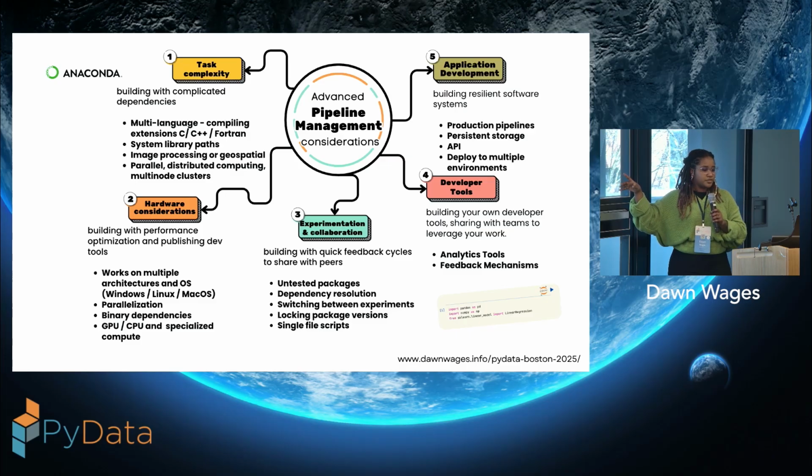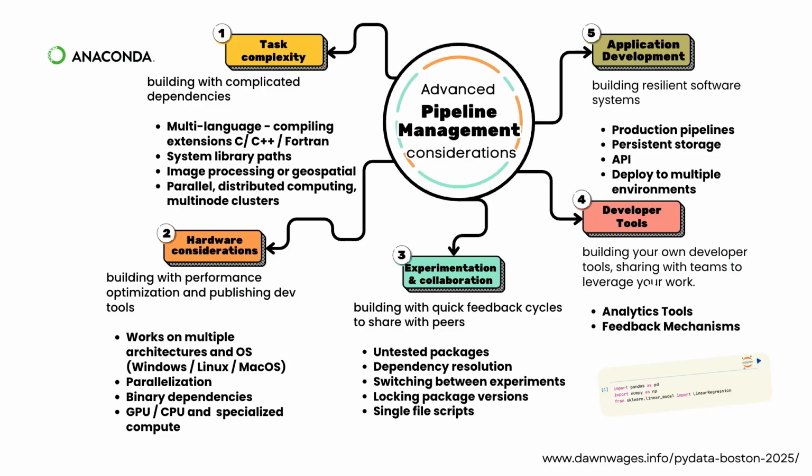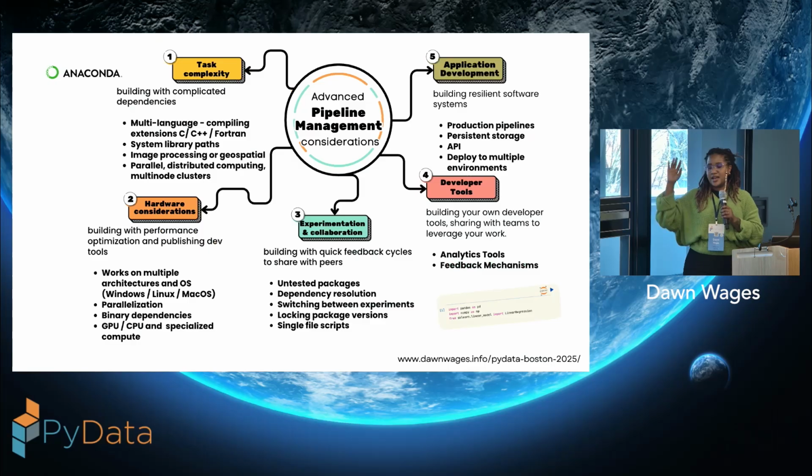This is borrowed from another slide at another conference, but I really like it. So these are the pipeline management considerations that I have. It is a bit of a brain dump, but I like one-pagers that I can reference. The five subsections: task complexity, hardware considerations, experimentation and collaboration, developer tools, and your application development are all sub-considerations, and then I'll have subcategories. If this is interesting to you, take a picture. Hopefully this could be a reference for you. I definitely reference it when I'm starting new presentations.